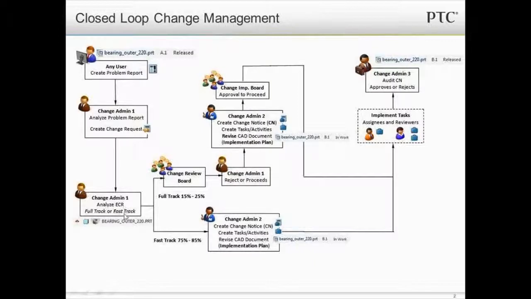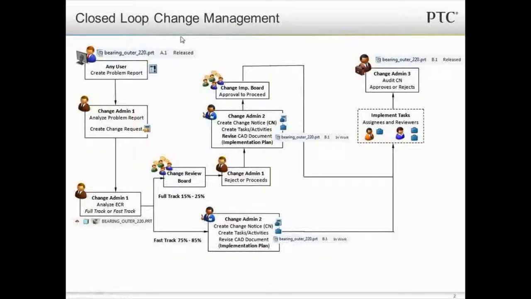If it ends up being a fast track process, you notice that there is no change review board and there is no change implementation board. So if it's a fast track, it goes to change admin 2 who creates the change notice task and the change notice itself, and then it goes through the assignees, the reviewers, and then it gets audited by change admin 3. So what I'll do right now is I'll go through the whole process. I'll pick a part or an assembly and then go through the change management process right here.